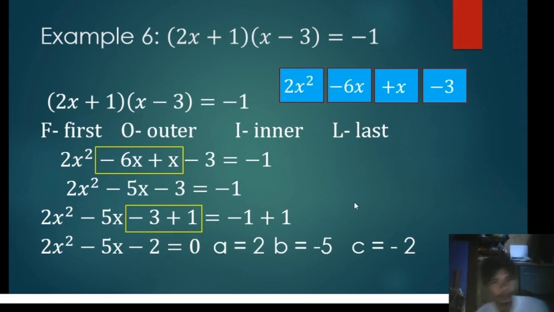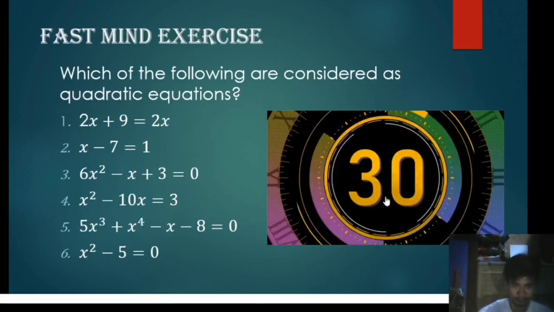That's it. I think this time we are ready to have some exercises. Let's start with the fast mind exercise. All you have to do is to apply the knowledge that we have learned from the discussion. So the first exercise is what we call the fast mind exercise.